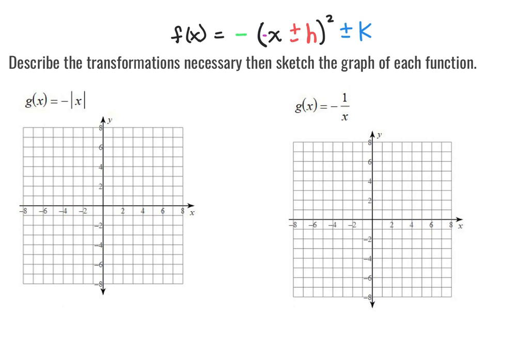So bringing back that guide I had before for translations, we're going to add on two negatives to represent a reflection. So if I have a negative on the outside, the green one, that would be a reflection over the x-axis. And the purple would be a reflection over the y-axis.